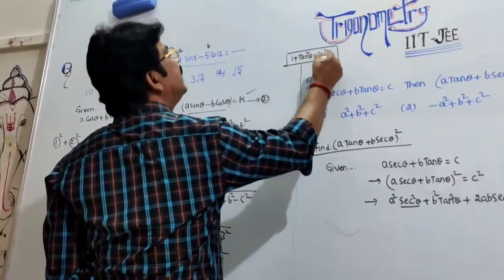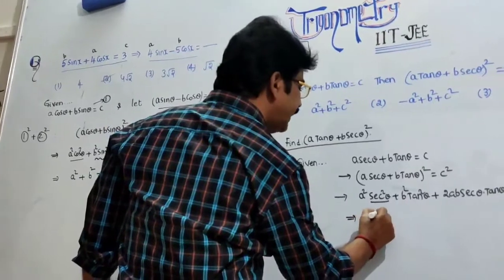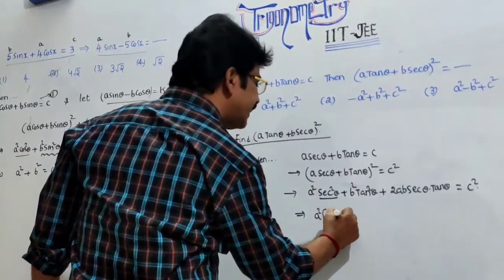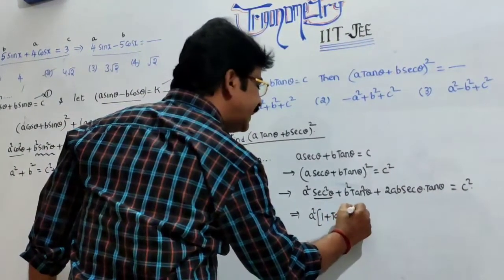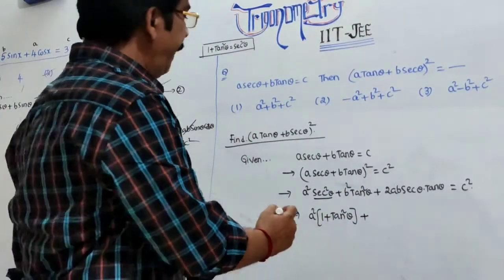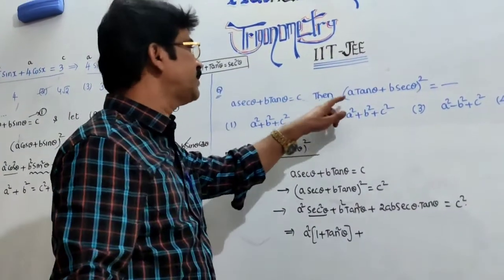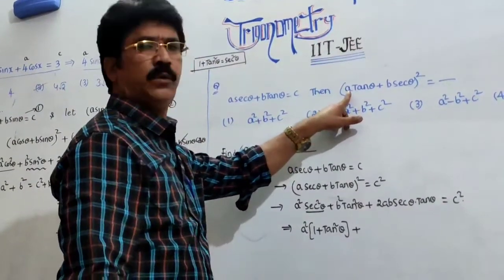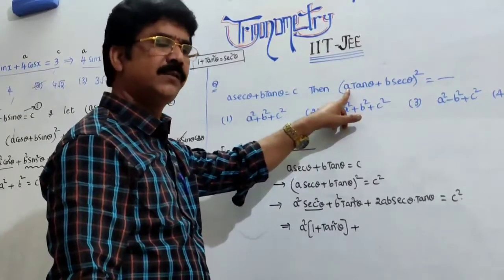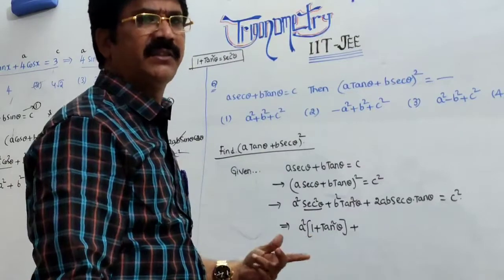1 plus tan square theta is equal to secant square theta. So that implies A square into (1 plus tan square theta). You can ask me, sir, what is the need of expressing secant square theta in terms of tan square theta? Because in the given question, the coefficient of A is a tan theta. That's why I changed secant square theta in terms of tan.